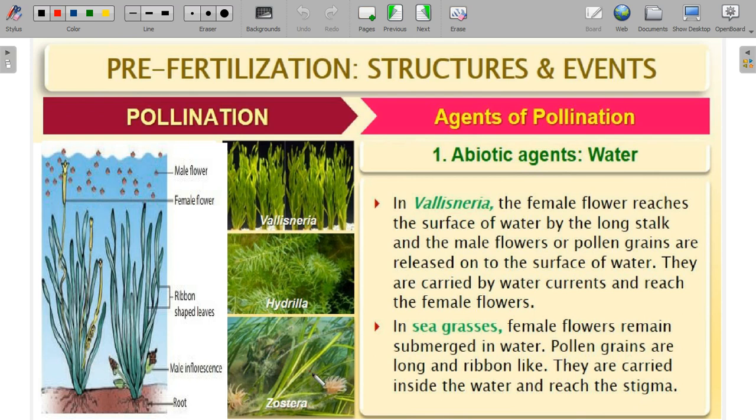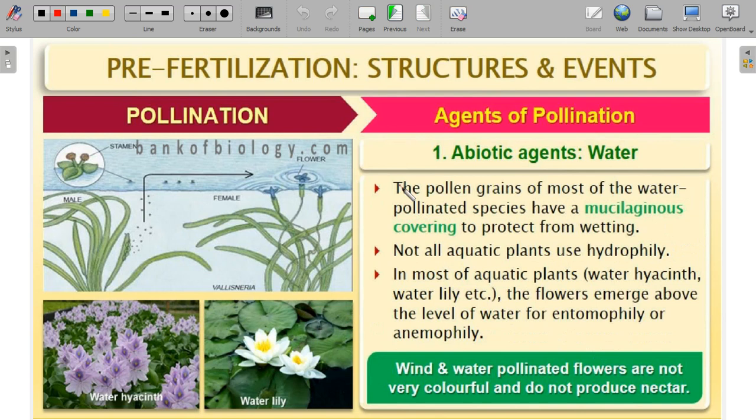In sea grasses, that is Zostera, marine sea grasses, the male flower and female flower are all submerged in water. So the male flower remains submerged in water. The pollen grains are long and ribbon shaped and they are carried inside water and reach the stigma. You can ask a question. So the osmosis problem will play a major role. The pollen grain should not get wetted, Nasser. What is the covering they have? The pollen grains of most of the water pollinated species have a covering called mucilaginous covering to protect from wetting.